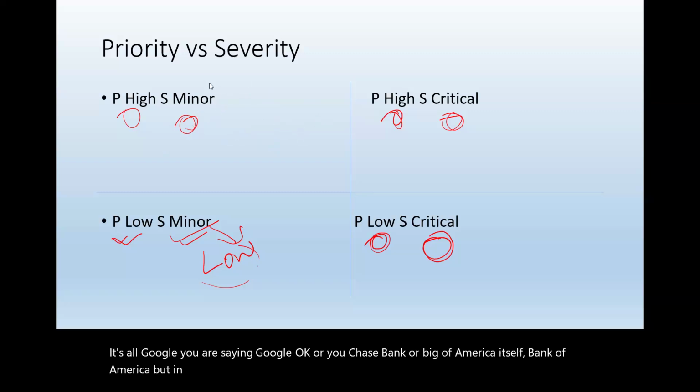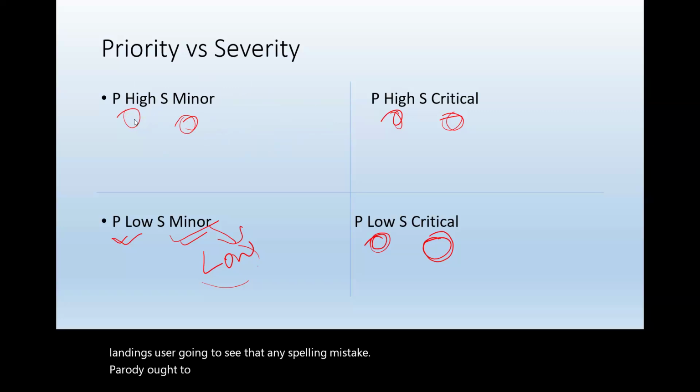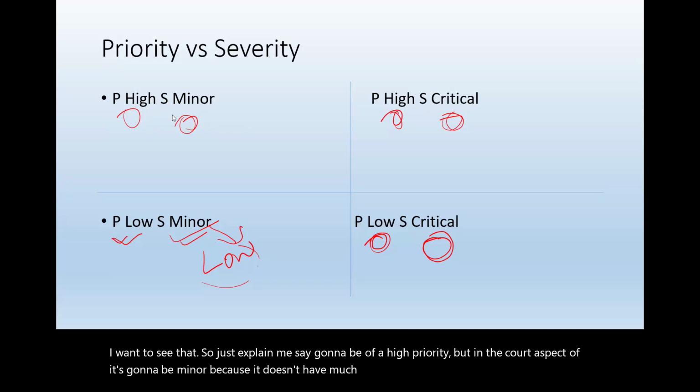But from the code point of view, it will be minor severity, because it doesn't have anything to do with the code. The priority is high because of the high number of landings. Users are going to see any spelling mistake. Priority has to do with user experience and the business point of view, because the users are going to see that. So a spelling mistake is going to be high priority, but in the code aspect it's going to be minor because it doesn't have much impact from the developer point of view.